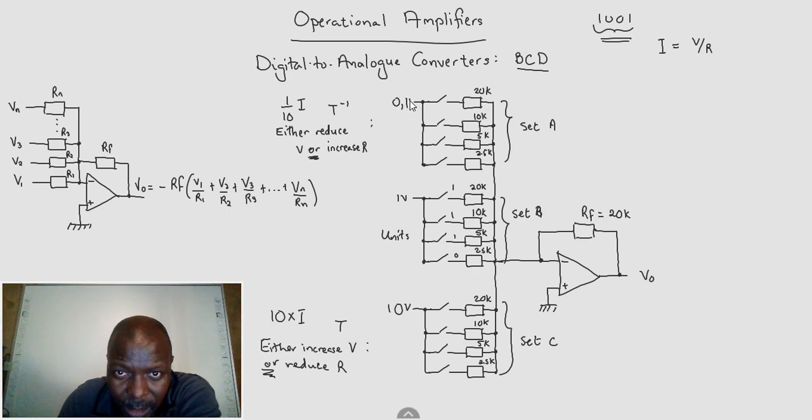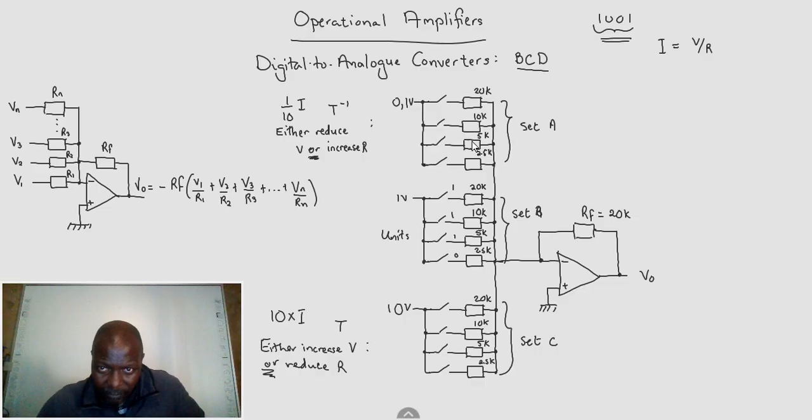Yes, so this can be achieved by varying the resistors, making sure that the sets of resistors have a factor of 10. That factor of 10 can either be the resistance factor or it can be the voltage factor. You have to be very careful which one you've gone for. So there is one way of doing it.